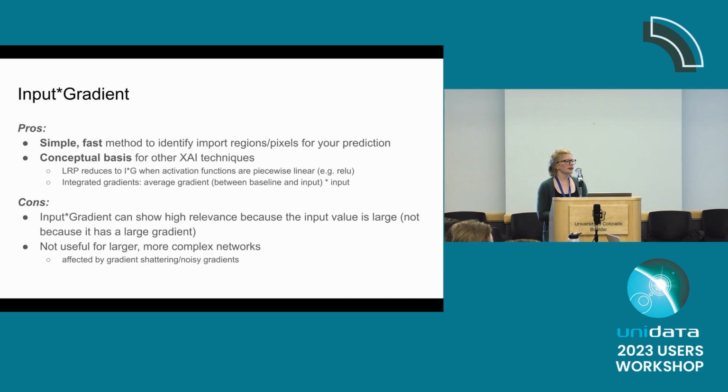Some of the cons of this method: you're multiplying your input times your gradient, so even if your gradient is smaller, if your input is really large, it can assign high relevance to that region, and that may not actually be important for your neural network in the first place. It's also not very useful for larger, more complex problems, and it can be affected by gradient shattering or noisy gradients.